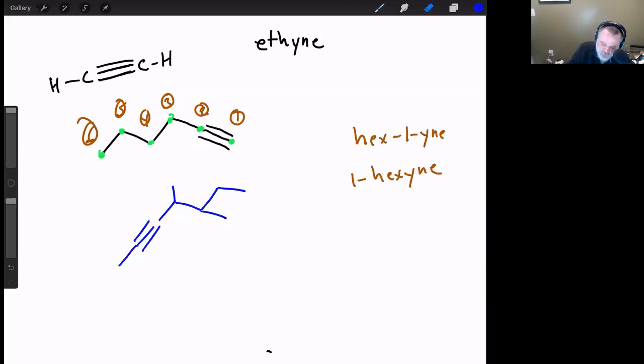Let me say, well, what's the name of this thing? Let's actually make it look good, because of course those are stereo centers. So we can still number it in the same sort, take the same considerations. We're going to count the number of carbons: 1, 2, 3, 4, 5, 6, 7 carbons. We want to number in the direction that gets us to the triple bond the fastest.